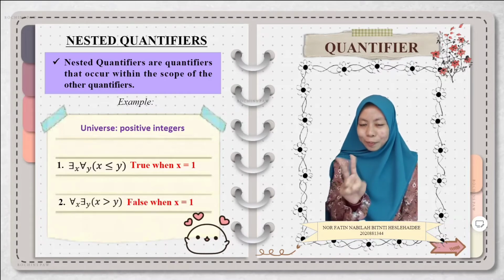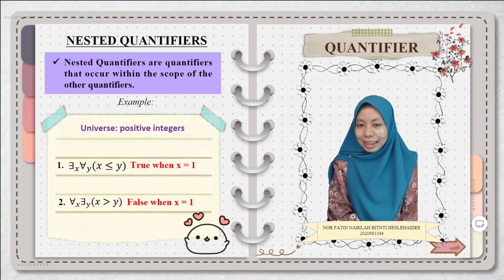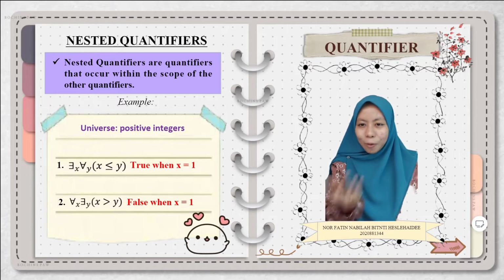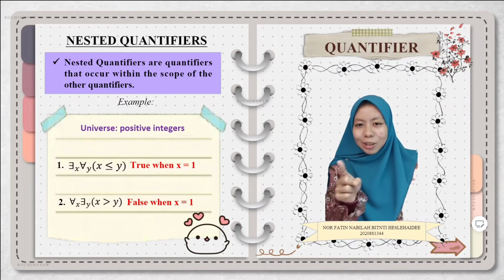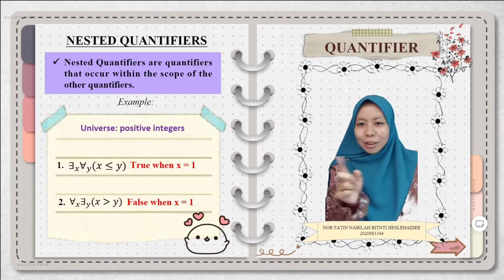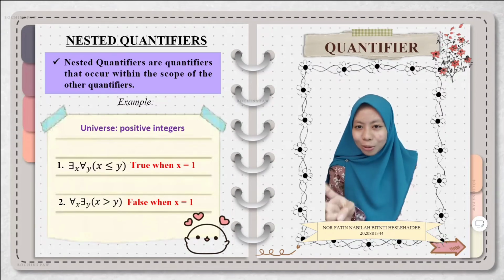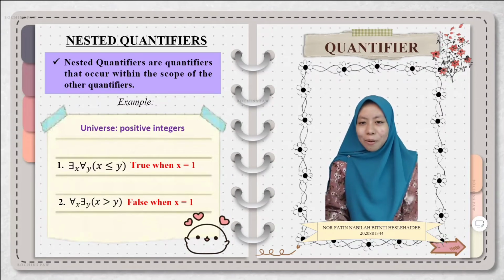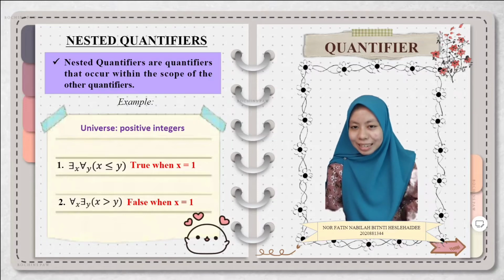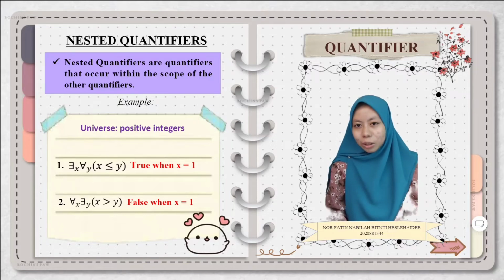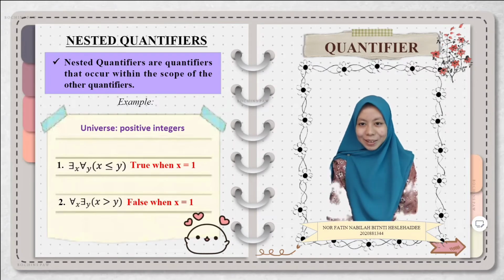Now look at question 2. For all x, there exists y, x is less than y. So it's false when x is equal to 1. Why? Because 1 is not less than 1. 2 is not less than 1 or 2 or anything, so it's false. In the first step, it's already false when x is equal to 1. So in universal quantifiers, it is difficult for the statement to be true.